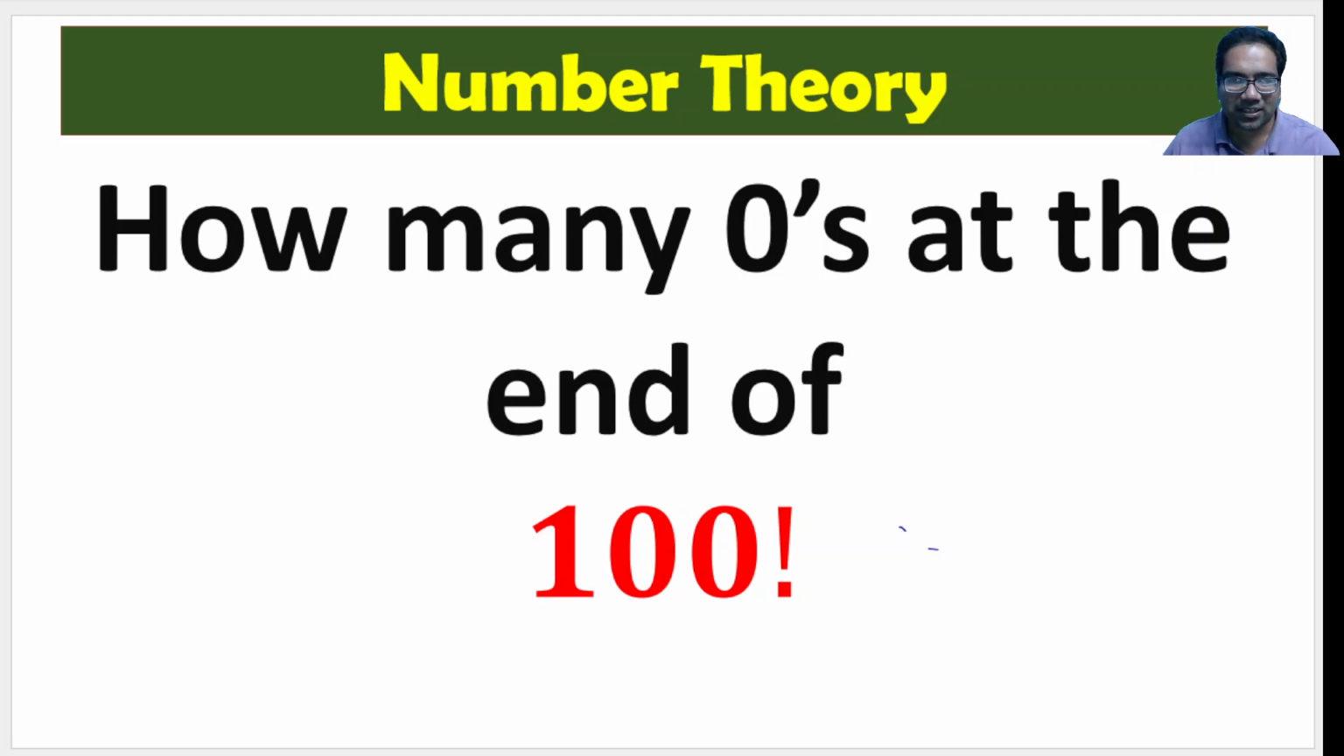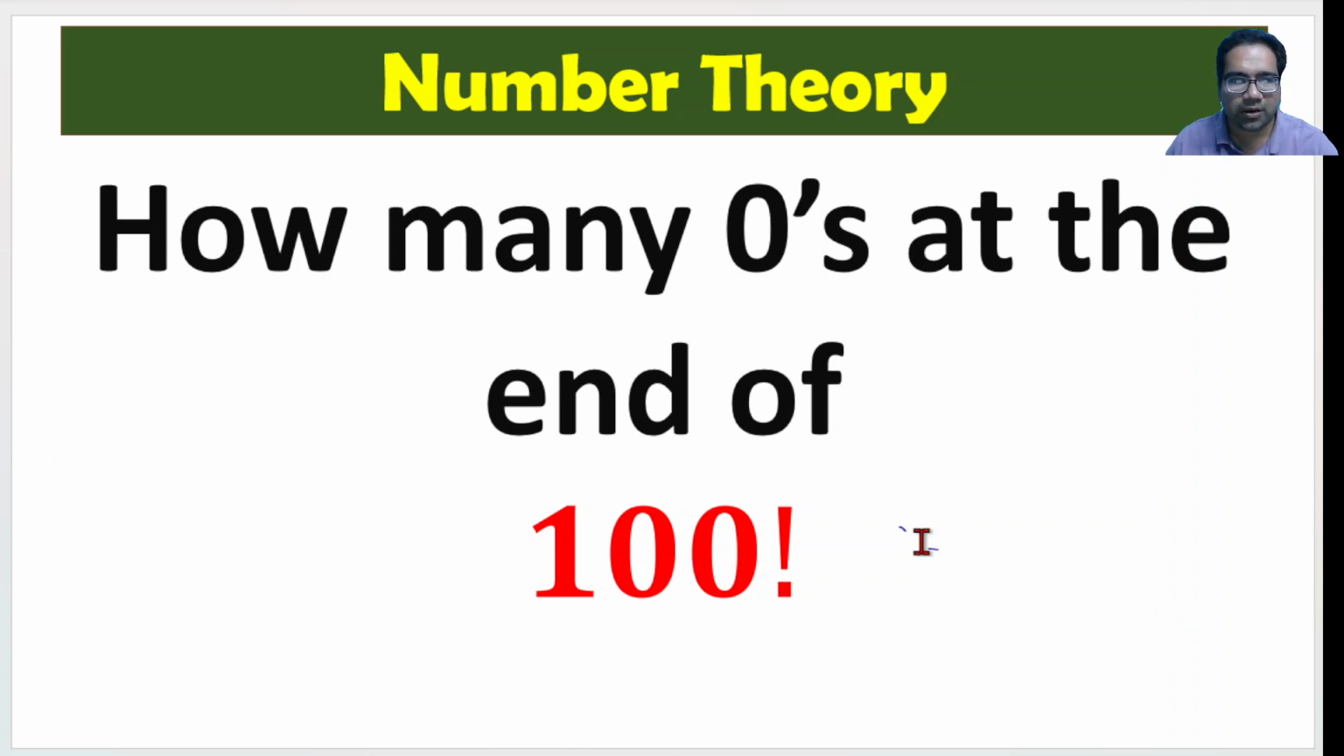Hi friends, let us solve a nice problem. We have to find the number of zeros at the end of 100 factorial. 100 factorial means 100 into 99 into 98 into 97 into 96, 95, 94, everything up to 1.